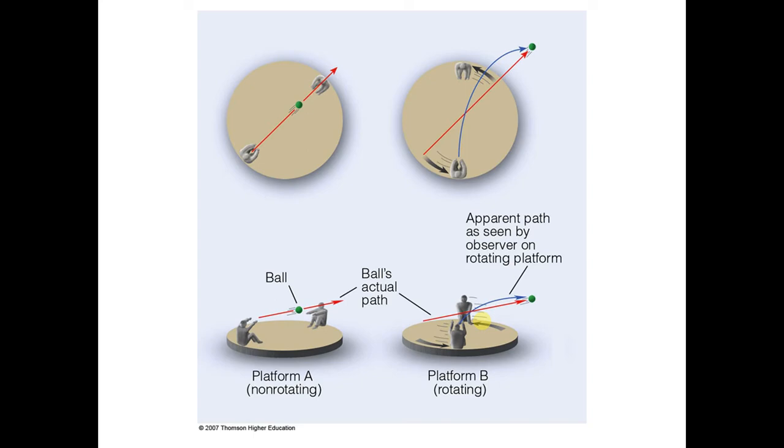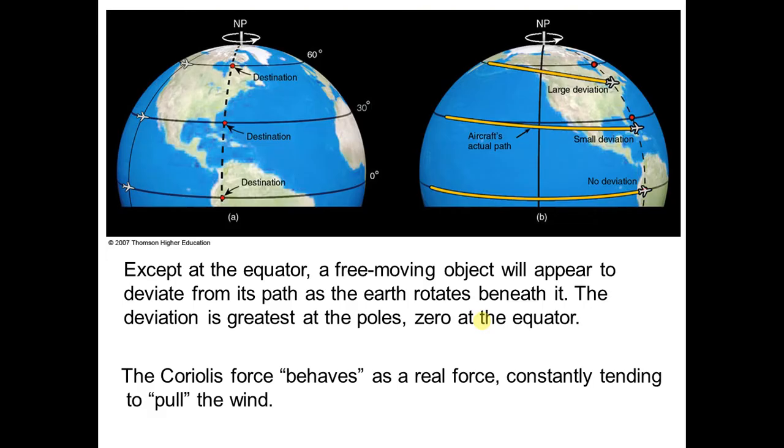Airplanes also undergo deflections. Except at the equator, a free-moving object will appear to deviate from its path as the Earth rotates beneath it. The higher the latitude, the greater the deviation. The Coriolis force behaves as a real force, constantly tending to pull the wind.